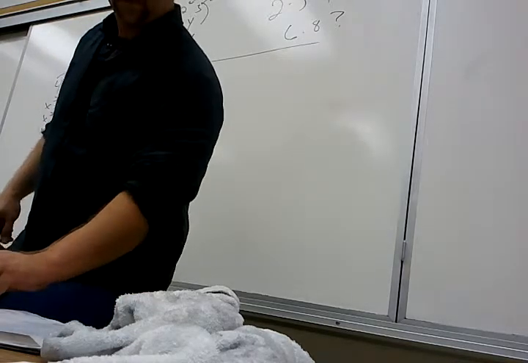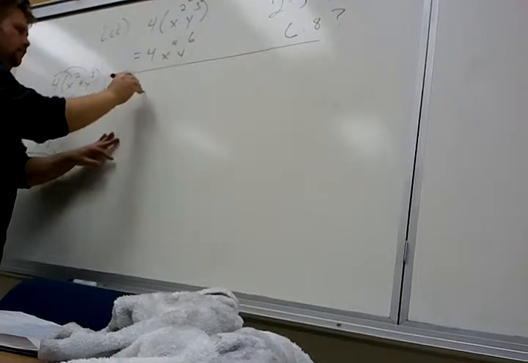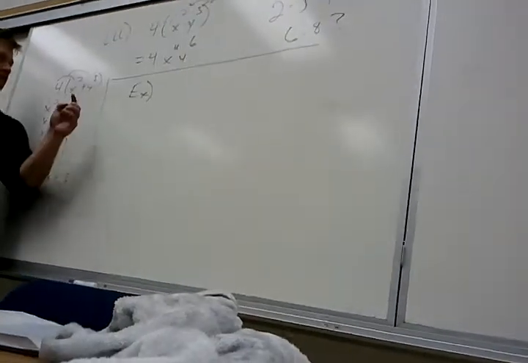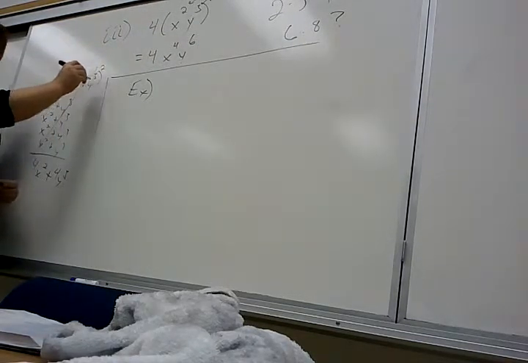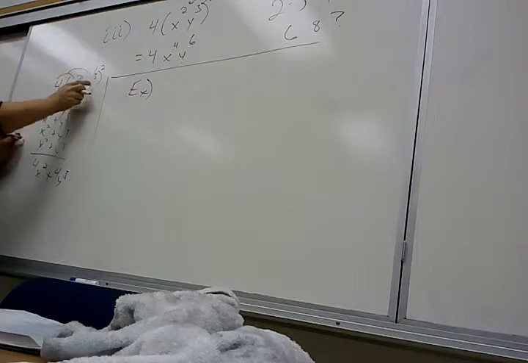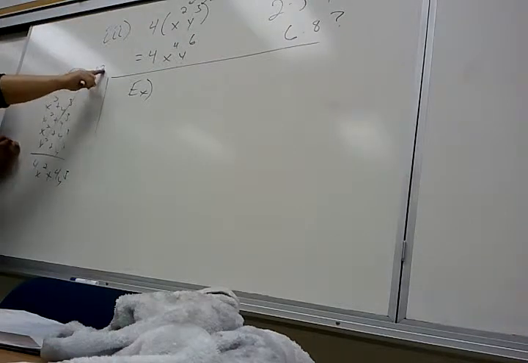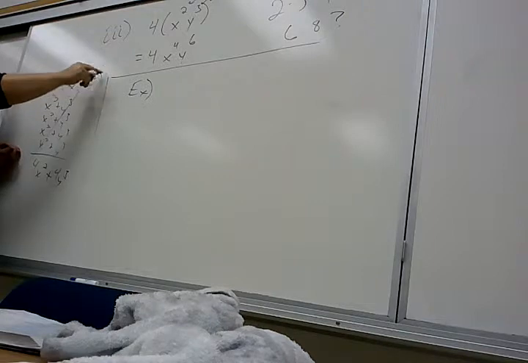If you kept the power on the outside, you keep the power. We have a 2 out here still? Yeah, if I had that, I'd have to FOIL first and then distribute the 4. Because what's order of operations? Exponent first, and then multiply. So that would be something totally different.